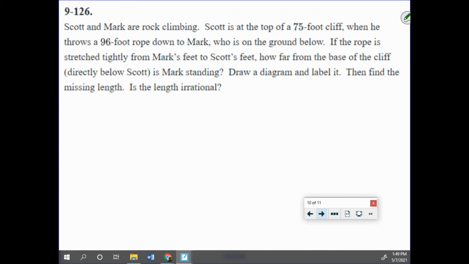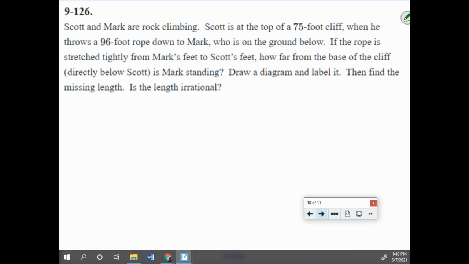Scott and Mark are rock climbing. Have you ever rock climbed? I have. It's kind of scary, depending on how big the rock is, of course. Scott is on top of a 75-foot cliff. Okay, that would be scary. When he throws a 96-foot rope down to Mark, who is on the ground. Listen carefully to this. Let me say it again. Scott is on top of the 75-foot cliff when he throws a 96-foot rope down to Mark, who is at the ground below.